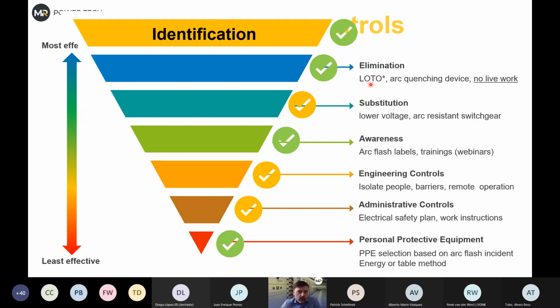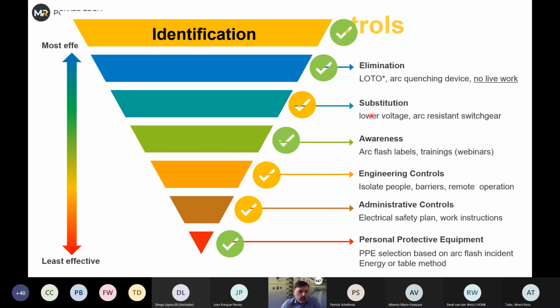LOTO, for example, lockout tagout. I put an asterisk here because it's not exactly eliminating, but it's a big step. Arc quenching device, which is a very nice thing to have. No live work, of course, this is the preference. But if we cannot do this, we go to substitution, so exchanging the hazard with something else.